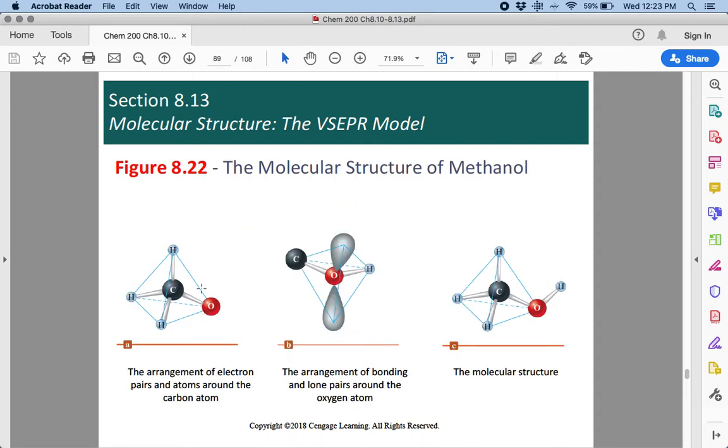And that's what we see here. Here's our carbon, and its tetrahedral shape around here. Here's our oxygen, and this is tetrahedral for electronic and molecular geometries. Here's the electronic geometry around our oxygen. It's again tetrahedral. However, because we know that the oxygen has 2 lone pairs, it's bent. So we get this overall shape for the molecule.